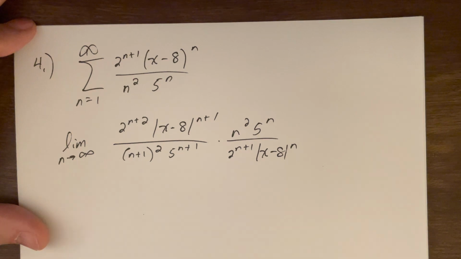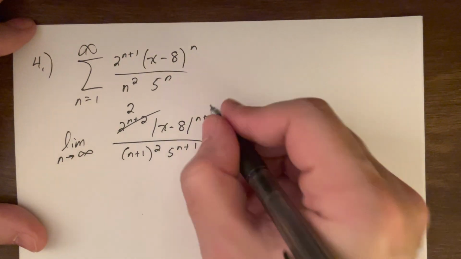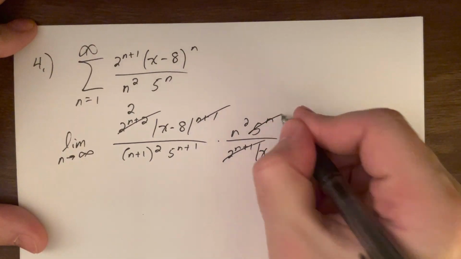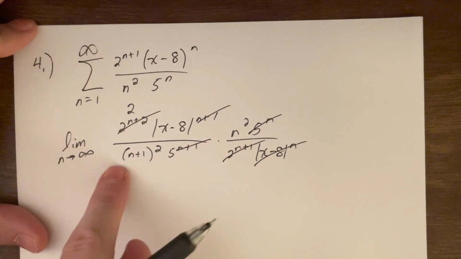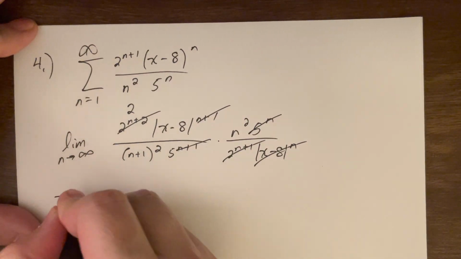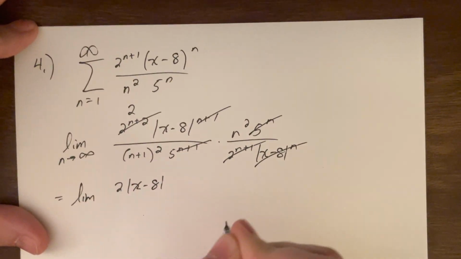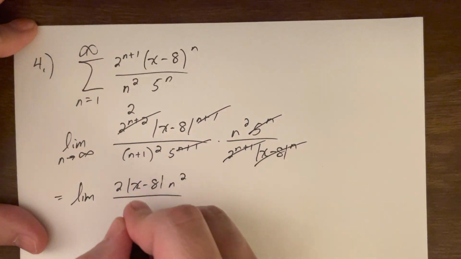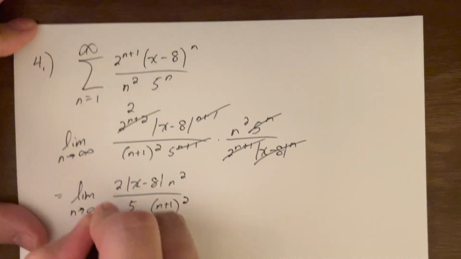Lots of things cancel. Still have an extra 2 left behind. Still have the absolute value of x - 8. Still have the 5. These do not cancel. So I have 2 times the absolute value of x - 8 times n squared on top. I have 5 times the quantity (n+1) squared on the bottom.